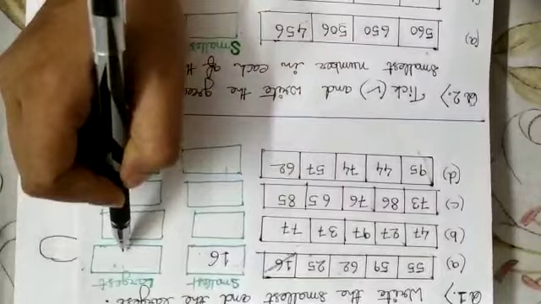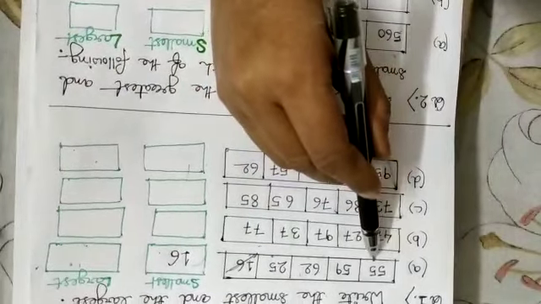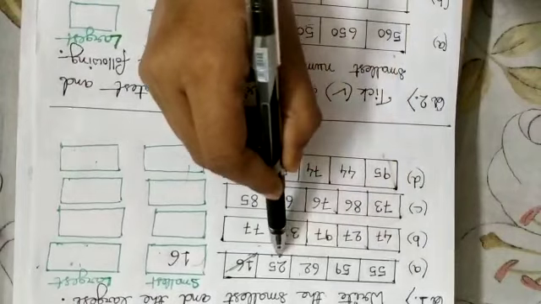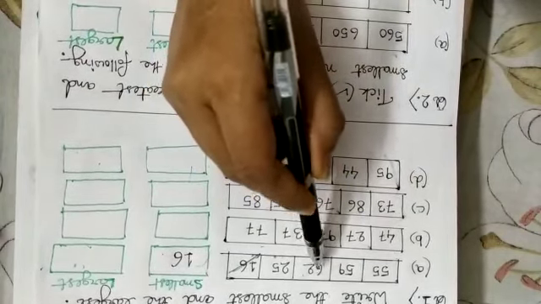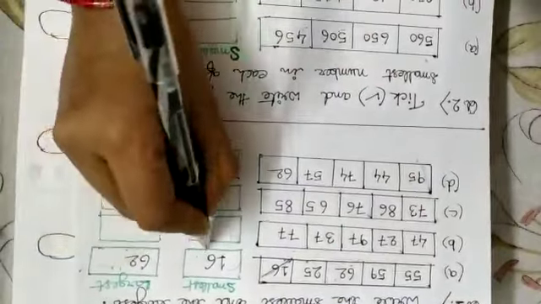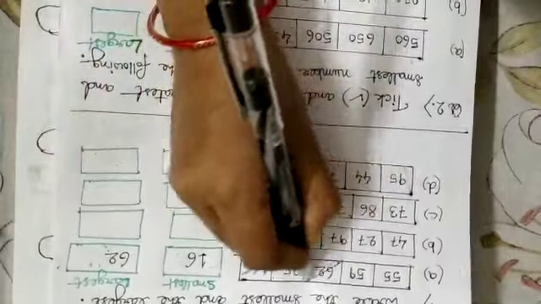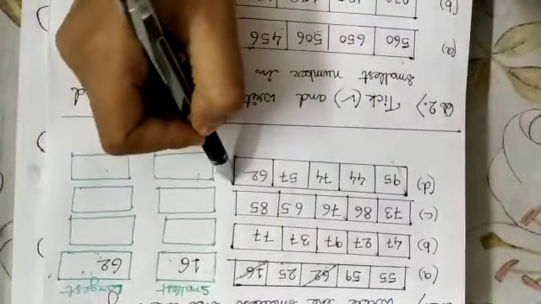And now the largest. What about the largest? Let's compare again. 5, 5, 6, 2. Which is the greatest one? 6. So 62 is the greatest number. Before you write smallest or largest, you cut that one. It will be easier for you to find out. Okay, you do this one.